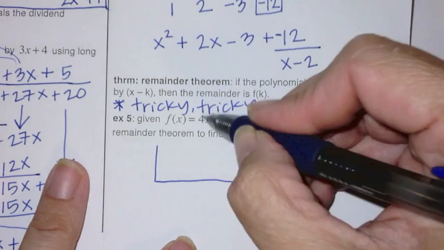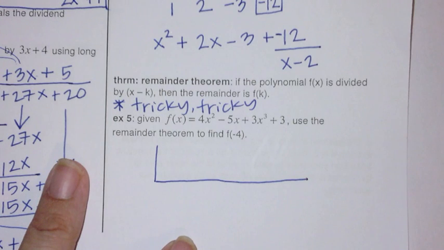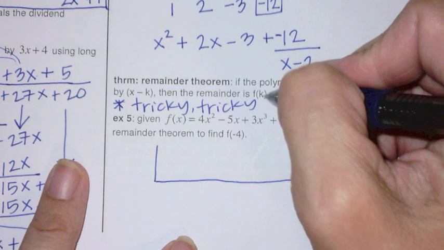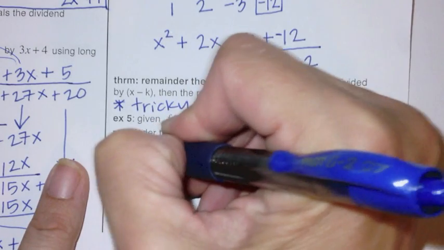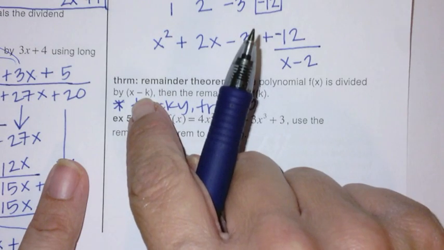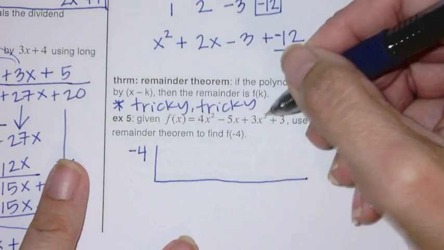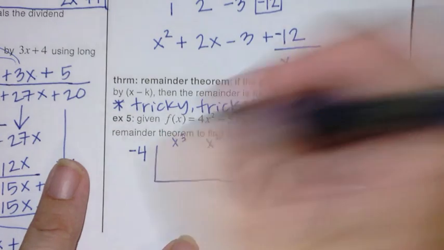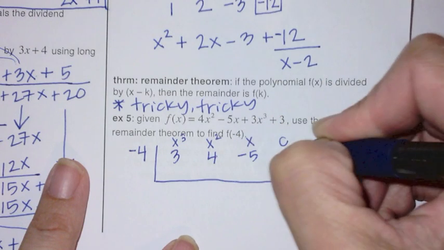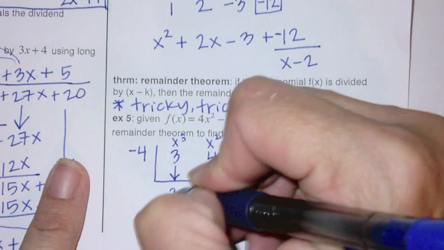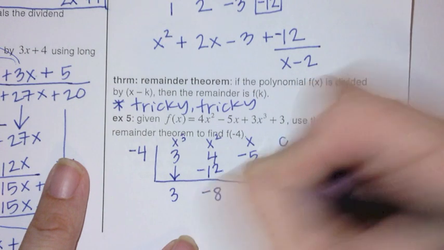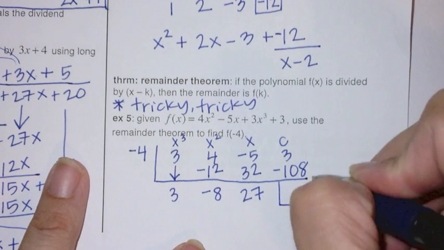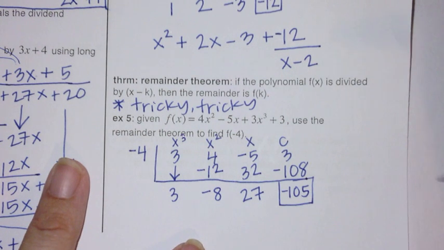So rather than plugging negative 4 into this function to figure out the answer, we can just use synthetic division. So f of negative 4, it's telling us up here in the definition that when it's written like that, your k is negative 4, so we don't have to change the sign. When it's written in factored form, it'll have an x with it, so there's another clue. We also see that the highest power of x is x cubed, so I'm going to put my little visual reminder there. Then I have 3, 4, negative 5, and my constant is 3. Bring down the 3. This is negative 12, negative 8, 32, 27, and then negative 108, which gives me negative 105. Okay, great. What the heck does that even mean?